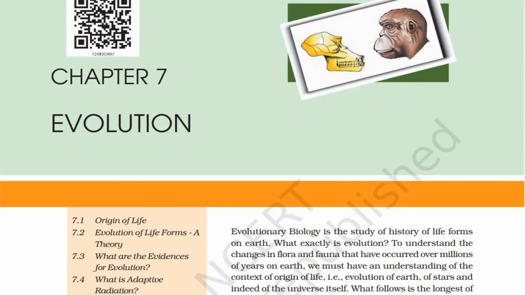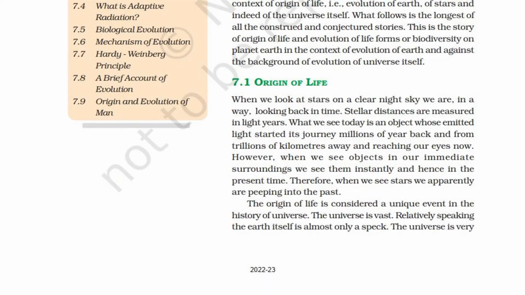Evolution. Evolutionary biology is the study of history of life forms on Earth. What exactly is evolution? To understand the changes in flora and fauna that have occurred over millions of years on Earth, we must have an understanding of the context of origin of life, that is, evolution of Earth, of stars and indeed of the universe itself.